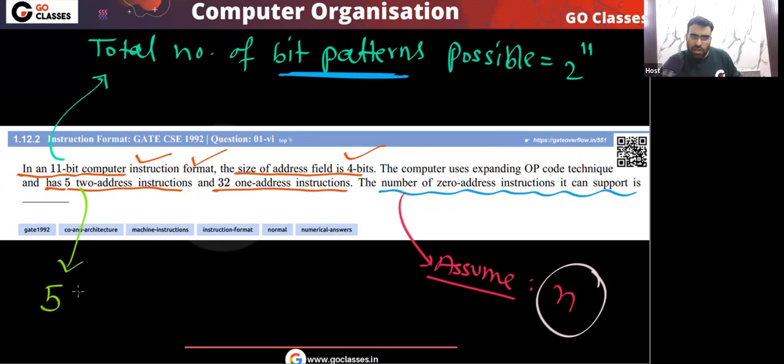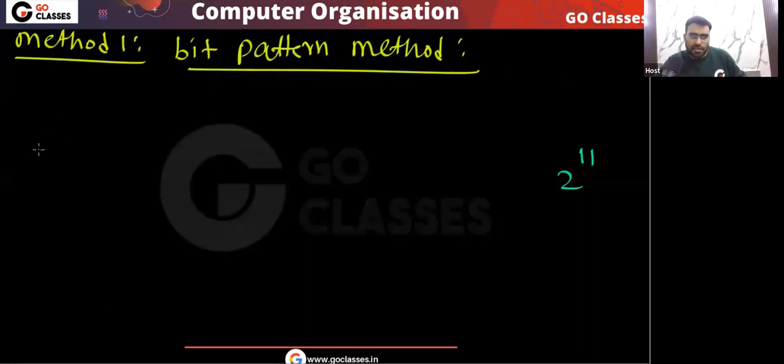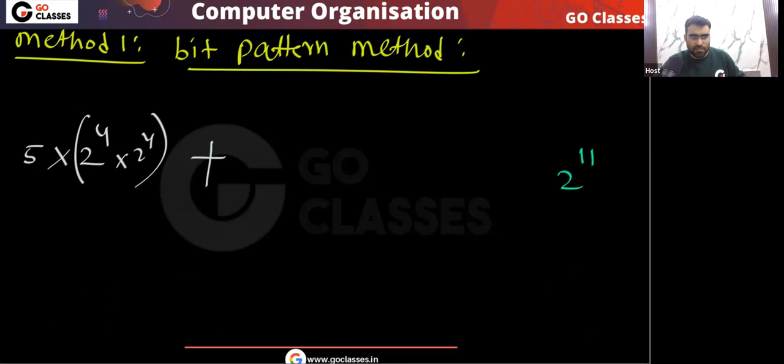You can see 5 2-address instructions you have, and every 2-address instruction will consume how many bit patterns? Every 2-address instruction, the address field is 4 bits. So every 2-address instruction will consume these many bit patterns. Yes or no? So these many 2-address instructions you have, and every one will consume these many bit patterns.